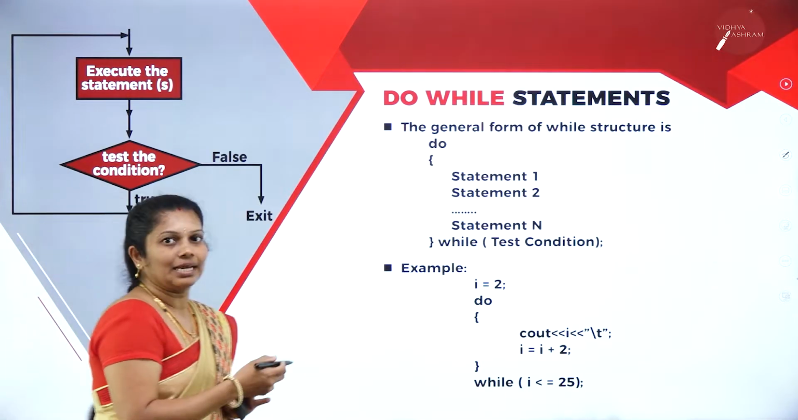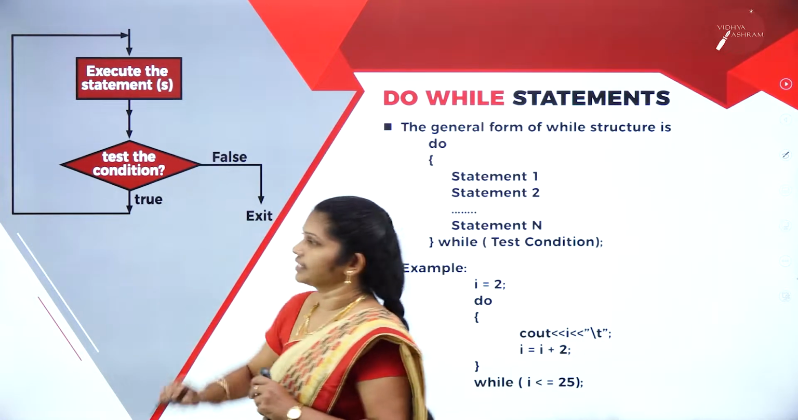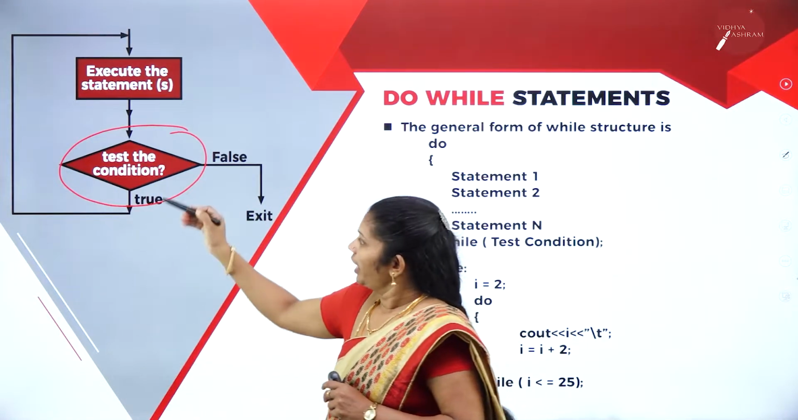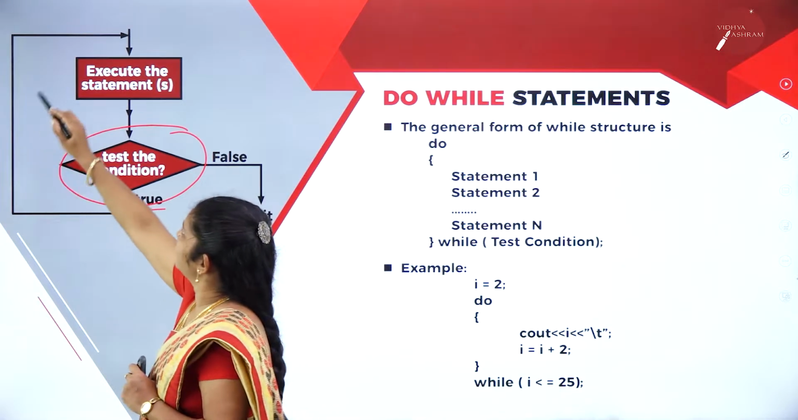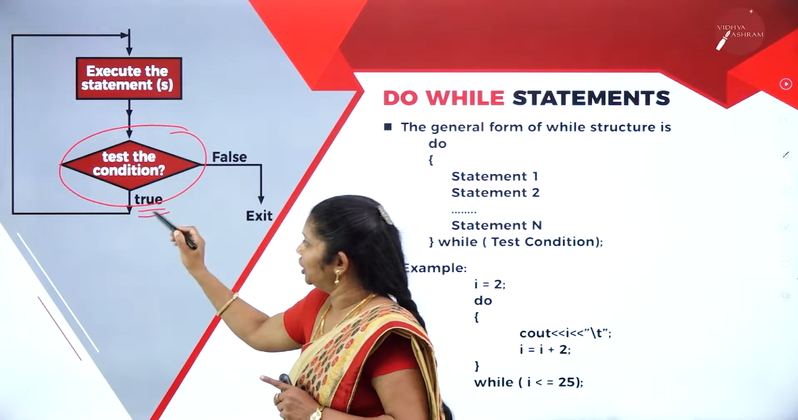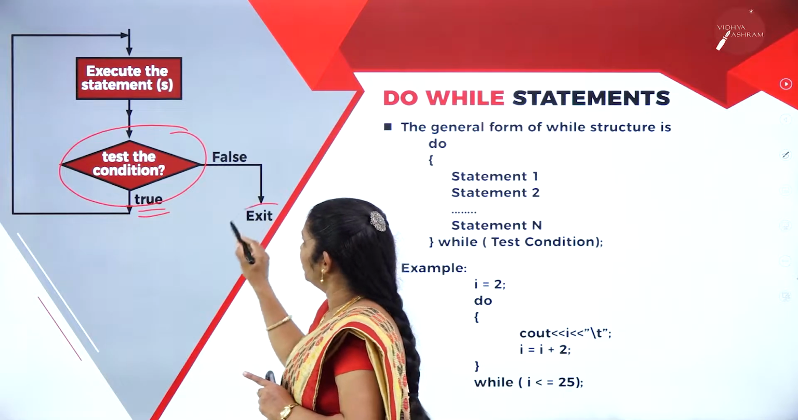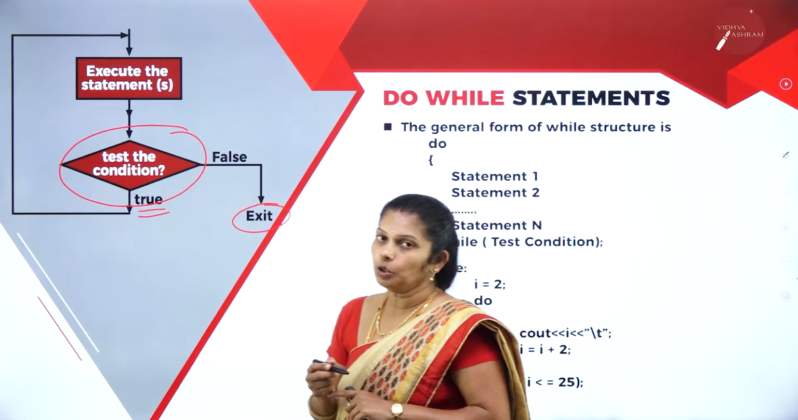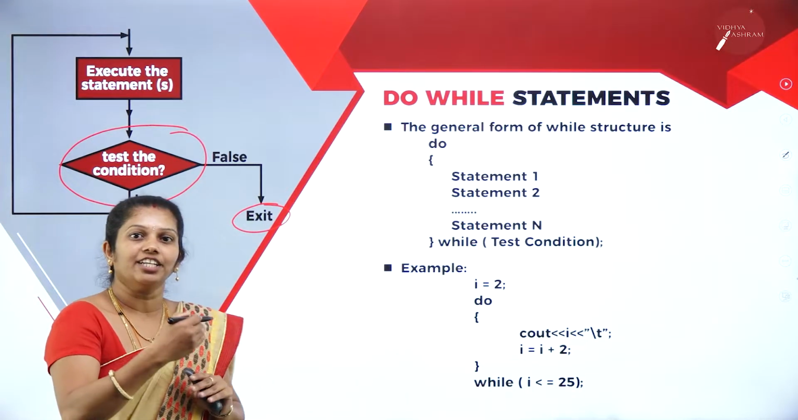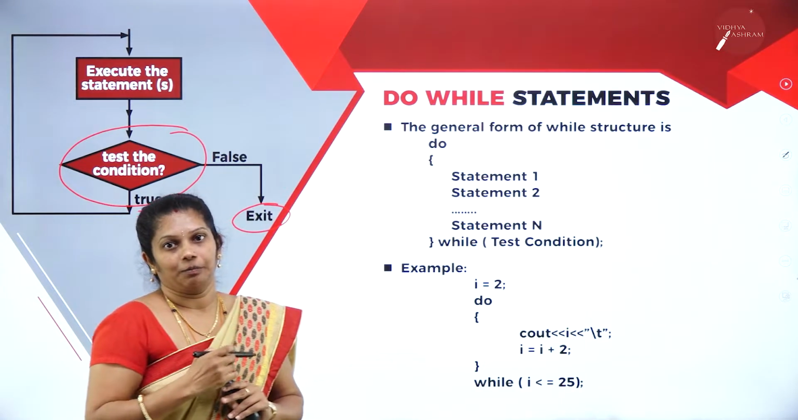When we come to the syntax and example, if you observe the flowchart, first here it will execute the statement. After executing, it will check the condition. If the condition is true, then once again it will go back to display the statement. As long as the condition is true, the statement will execute again and again. Once the condition is false, it will come out of the loop here. First it will execute the statement, later on it will check the condition. That's why it is called a do while statement.